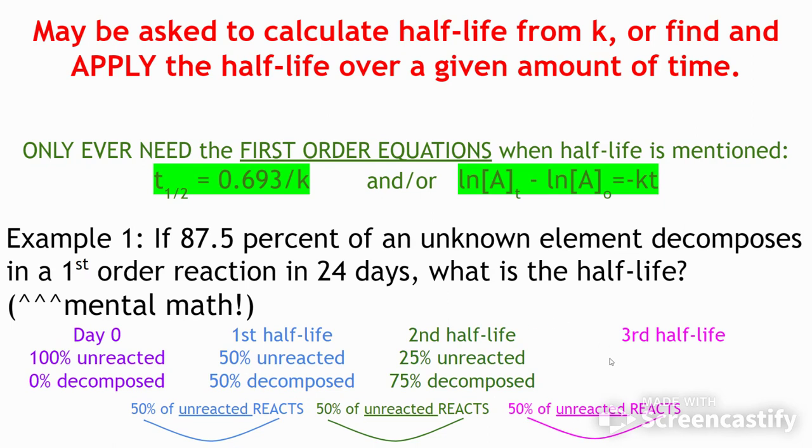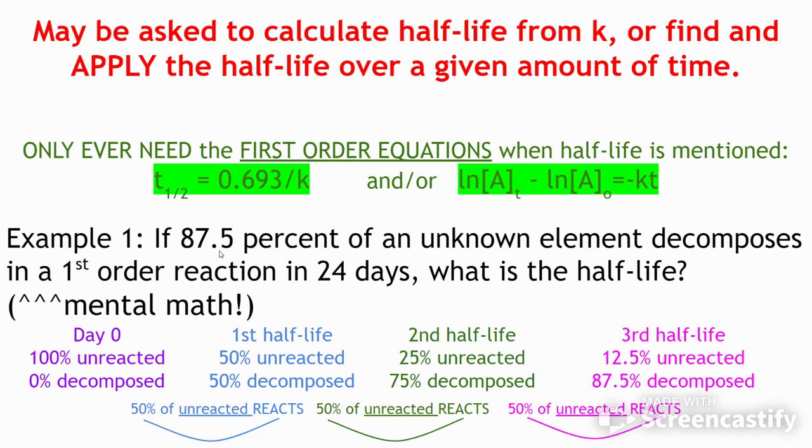On that third half-life, half of our unreacted, half of that 25% that's remaining is going to react. That's 12.5% that's going to react more. So it leaves us with 12.5% unreacted. An additional 12.5% is decomposed, which when we add that to 75, gets to 87.5, which happens to match our problem situation exactly.